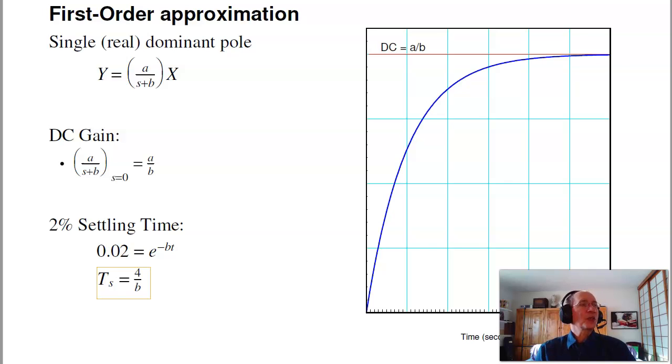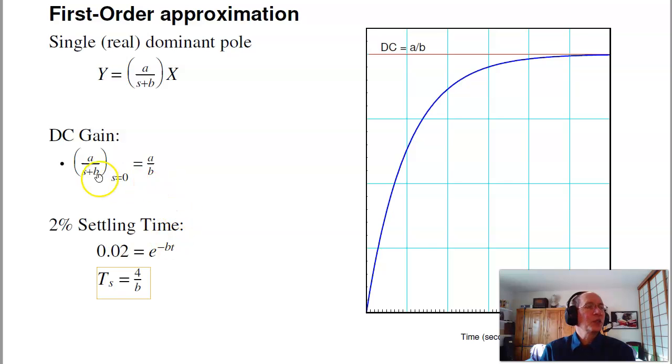The first order approximation says if I have a dominant pole that's real, I can treat it like a first order system. If I have a first order system, I've only got 2 degrees of freedom. So given the step response, I can tell you how it's going to behave with only 2 terms. One thing kind of useful to know is the DC term. If I turn on the motor, how fast is it going to go? Plug in S equals 0, I get A over B.